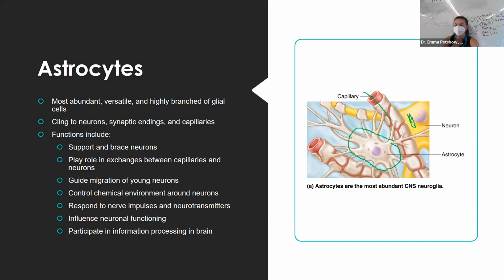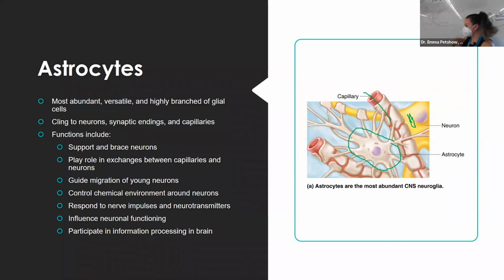And really what it's doing is providing some structural support. So it's contacting all these things with big different wings, and it's providing some structural support to brace neurons. It also plays a role in exchanges between blood and nervous tissue. It's going to help guide migrations because it's contacting the neurons, so it can help pull them or move them to certain locations. Because it can contact capillaries and blood flow, it can control the chemical environment around neurons. It can therefore respond to nerve impulses and neurotransmitters, influencing neuronal functioning by being able to communicate with the blood and the nervous system cells, and help with information processing in the brain.